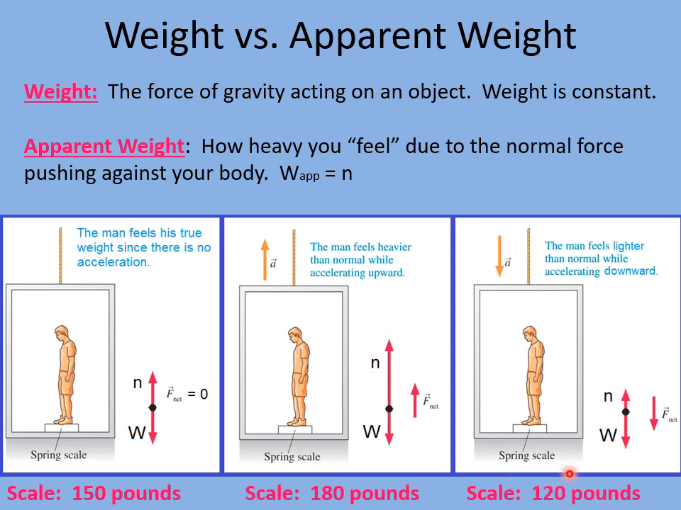So in this case, the scale might read something like 120 pounds instead of your true weight, which is 150 pounds. And you'll feel this too. When the elevator accelerates downward, you'll have that momentary feeling where you're falling and you feel a little bit lighter, and you kind of feel your stomach turn just a little bit as well.